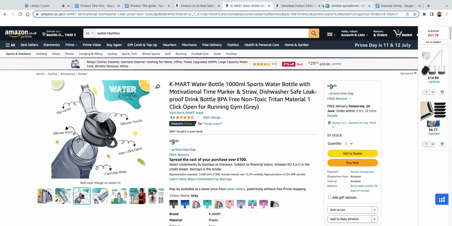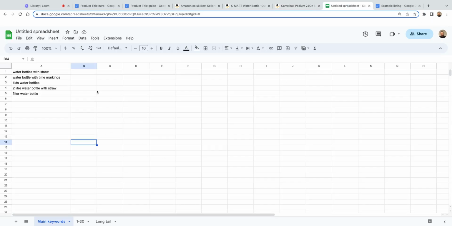When you're ready to start building out your title, go over to your keyword research document and find your main keywords. I've suggested you find 10 to 20 main keywords to include in your listing, but I want you to find the top 5 for the title. As I said, you can only include 200 characters, and we want to find the most searched for terms that are relevant to your product from that list.